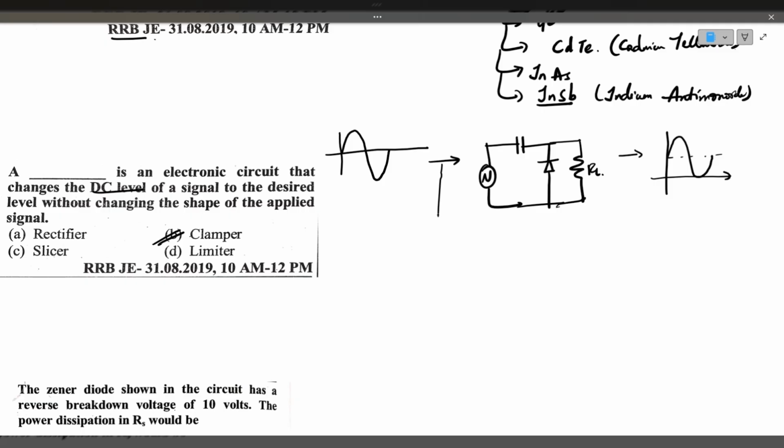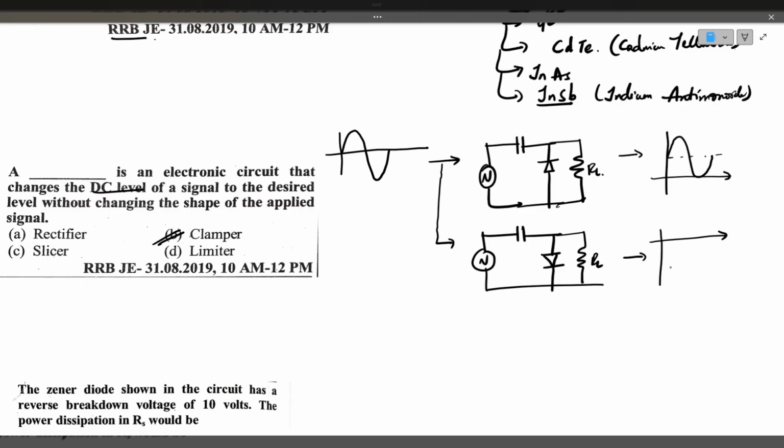If the same signal is given to a negative clamper, that is, the diode facing in the downward direction. With the direction of the diode, you can easily identify what type of clamper it is. The output signal will be like this. This is the zero level, and the waveform shifts towards the negative bias. This is the negative clamper. So an electronic circuit that changes the DC level of the signal without changing its shape is nothing but a clamper. The answer is option B.